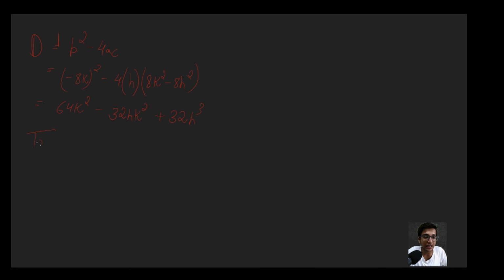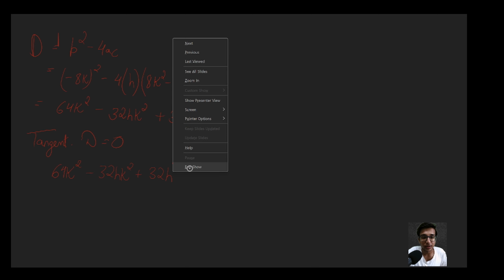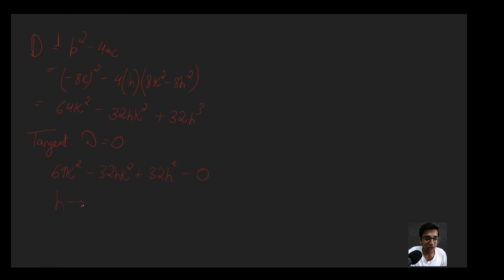And now we know for tangent D is always equal to 0, so this expression can be equated to 0. That means 64k square minus 32hk square plus 32h cube is equal to 0. Now we can replace h by x and k by y.